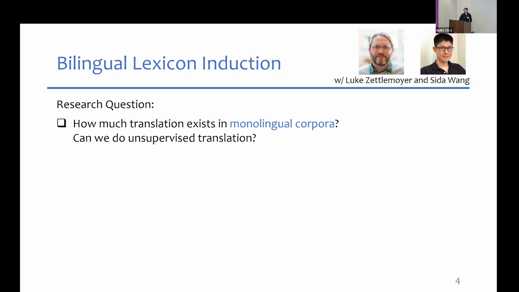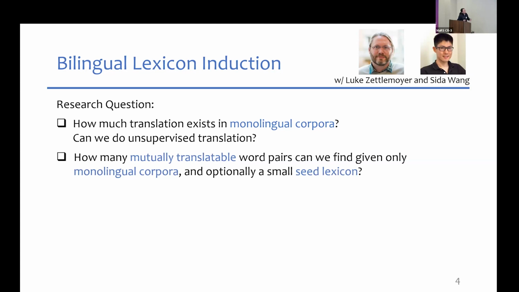We look at a relaxed version of that, where we basically just care about how many mutually translatable word pairs we can find. So we focus on lexical semantics: how many mutually translatable word pairs can we find given only monolingual corpora? That is to say, we don't look at parallel sentences which share the same meanings in different languages. We only look at monolingual corpora, and optionally also a small seed lexicon.